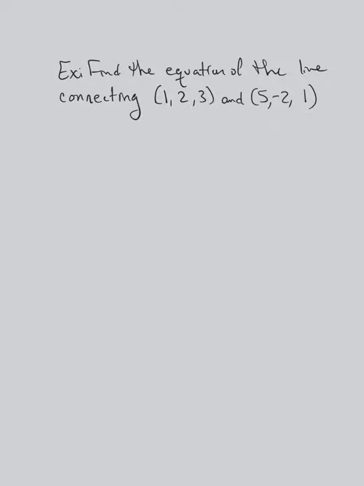The most common situation in finding the equation of a line is that you have 2 points and you want to connect those two. Here's a rough sketch: 1, 2, and then up 3. Here's our first point, and then we have 5, negative 2, so we go back on the negative y-axis 2 units, and then up 1. So we roughly have this line right here. I know it's not the best picture, but our line basically looks like this.